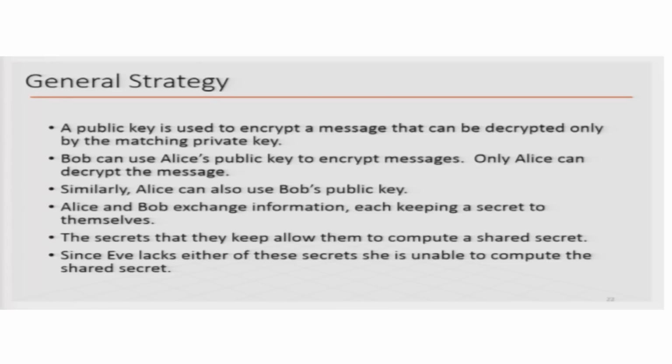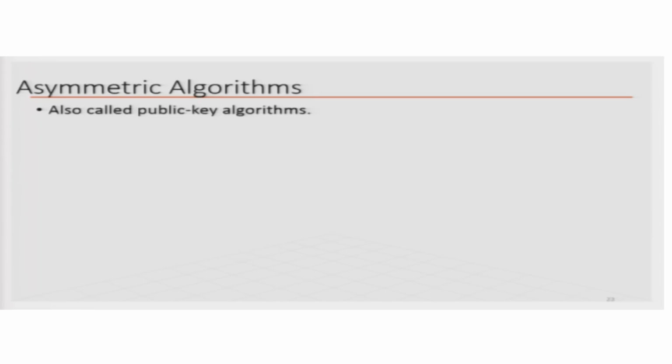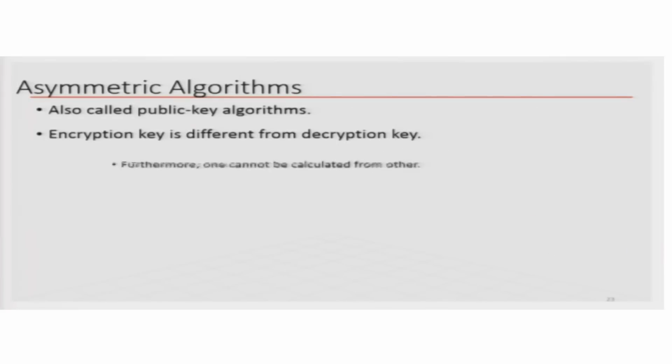That is the general strategy. So, these public key algorithms, there are many. For example, RSA or Rivest-Shamir-Adleman algorithm is one of the most popular algorithms for public key or asymmetric key cryptography. There is also Diffie-Hellman, there is ElGamal. So, there are multiple different algorithms, and the encryption key is different from the decryption key.